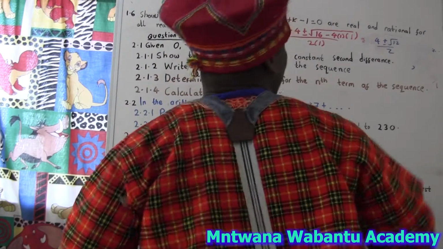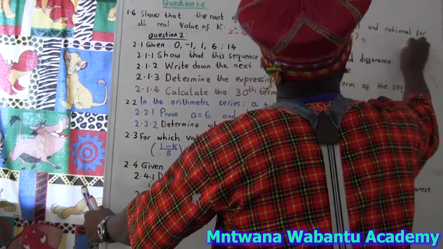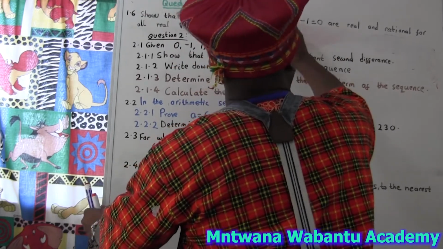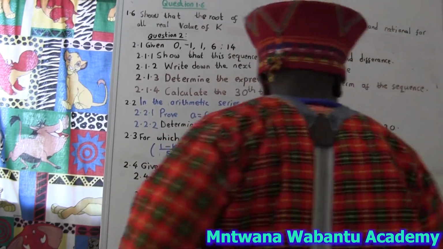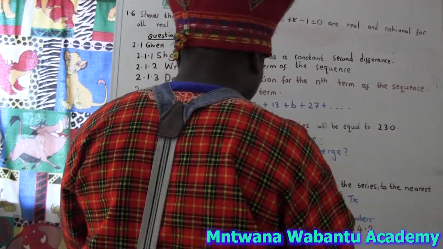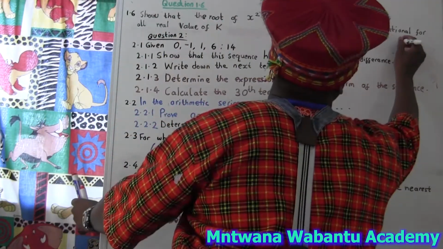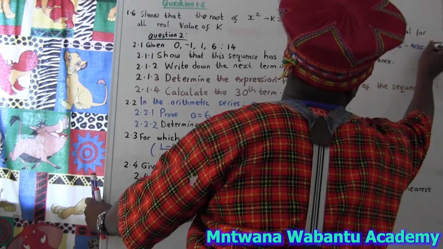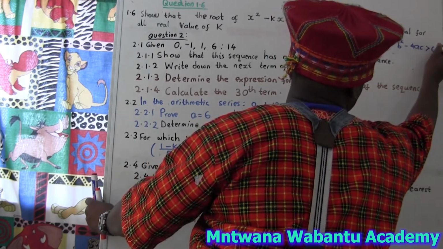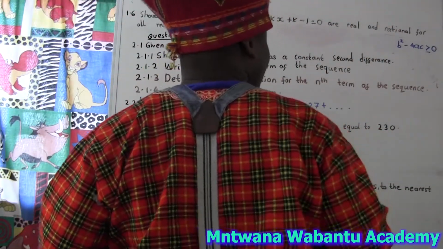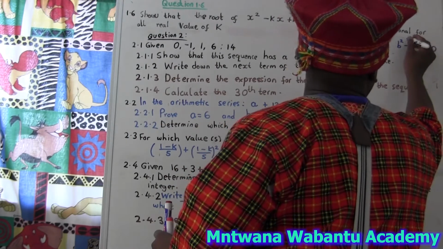Okay, so now we know how to determine when a quadratic has irrational roots. Sometimes they're going to ask something about real roots. Whenever you want real roots, you must have this condition: b squared minus 4ac must be greater than or equal to 0 for real roots.